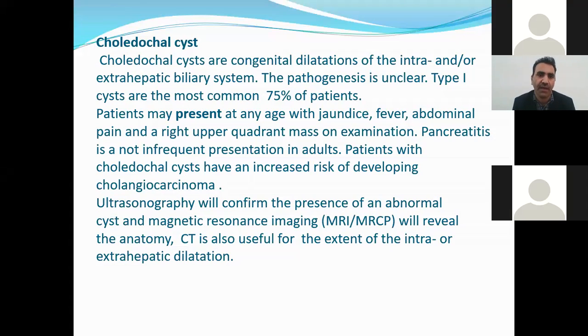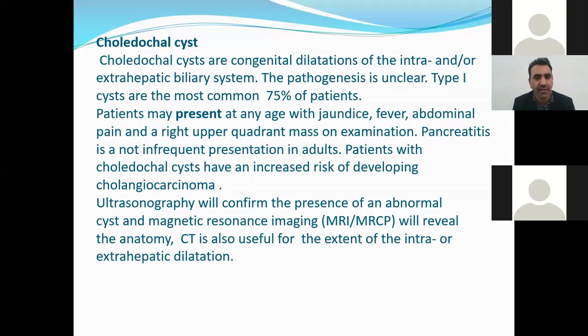extrahepatic bile duct, about 75%. Okay. Type 2, there is diverticulum of the common bile duct. Type 3, there is a diverticulum inside the pancreas of the bile duct, an intrapancreatic dilatation of the bile duct. Type 4, there is intrahepatic dilatation. Is that clear? And the presentation of this congenital anomaly is at any age.